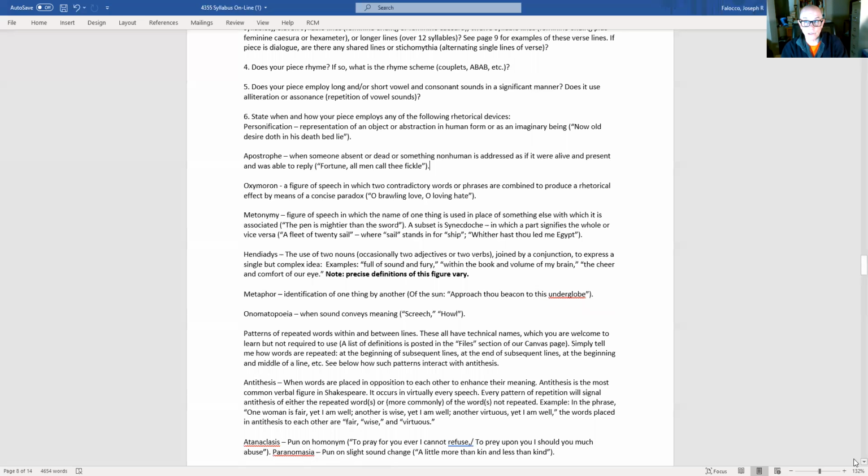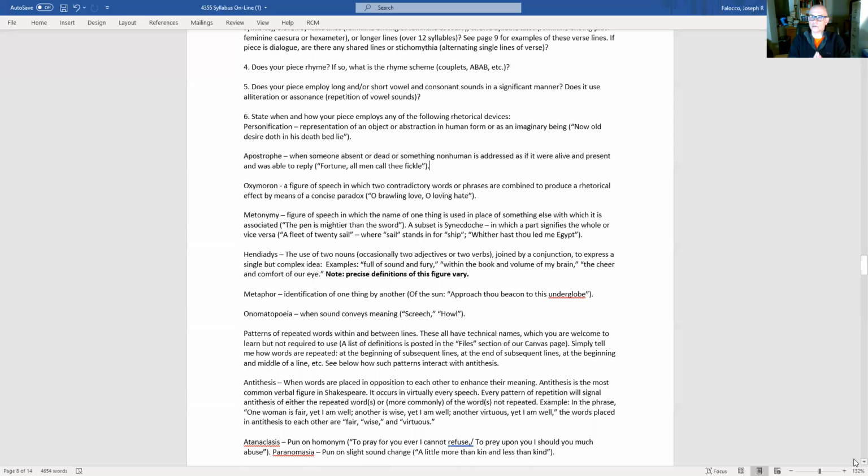If you like this sort of thing, I know a graduate school you can go to, you'll do nothing for 3 years but study these early modern rhetorical figures and their various definitions. It's enough for me that you tell me how the words are repeated. At the beginning of subsequent lines, at the end of subsequent lines, at the beginning and middle of a line. Okay, see below how such patterns interact with antithesis.